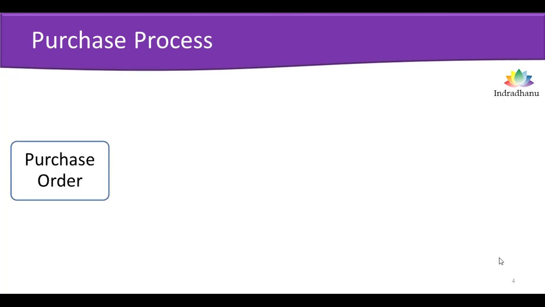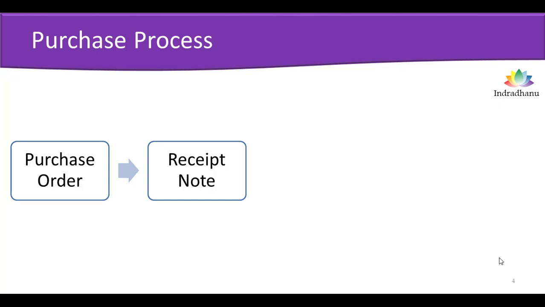Purchase process. Let us understand what the purchase process is in Tally. In Tally you can record a purchase order with inventory. After recording the purchase order, there will be recording of a receipt note, normally called GRN, that is goods receipt note, and the receipt note will be connected with the purchase order. If you record a purchase order along with the inventory details, all these details will be captured in the receipt note automatically just by selecting the reference of the purchase order.